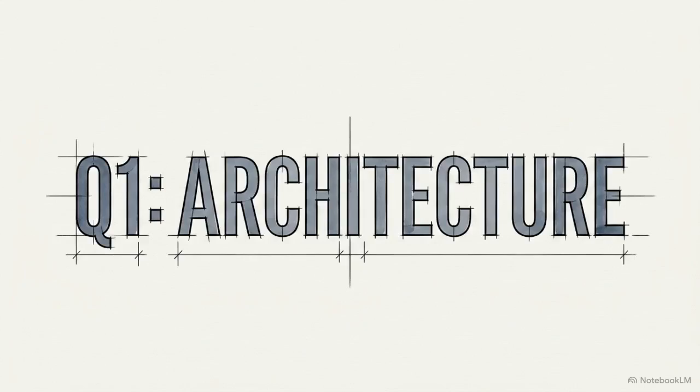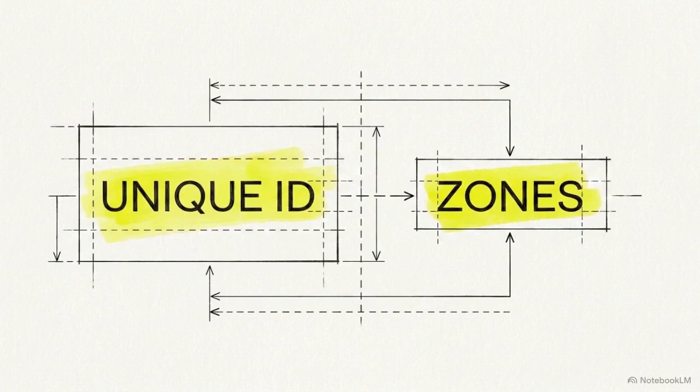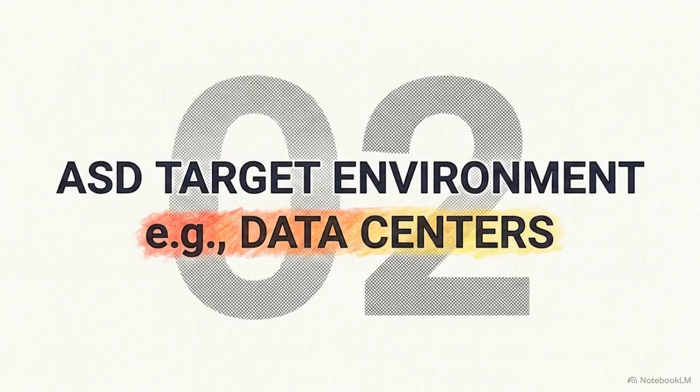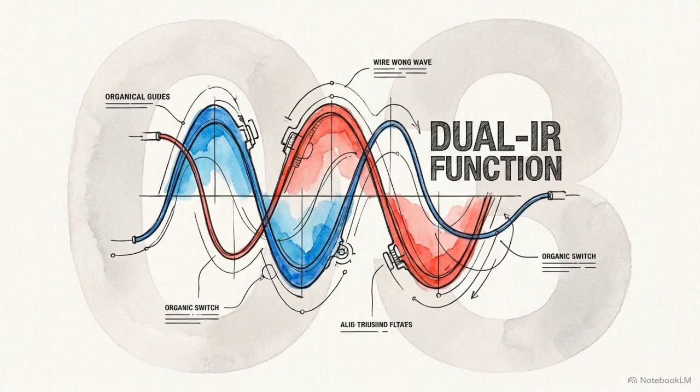Question 1. What separates addressable from conventional? Addressable gives every device a unique ID. Conventional groups them by zone. 2. Where do you use ASD? In high airflow environments, like data centers. 3. How do dual IR detectors prevent false alarms? By requiring a match across multiple infrared wavelengths.